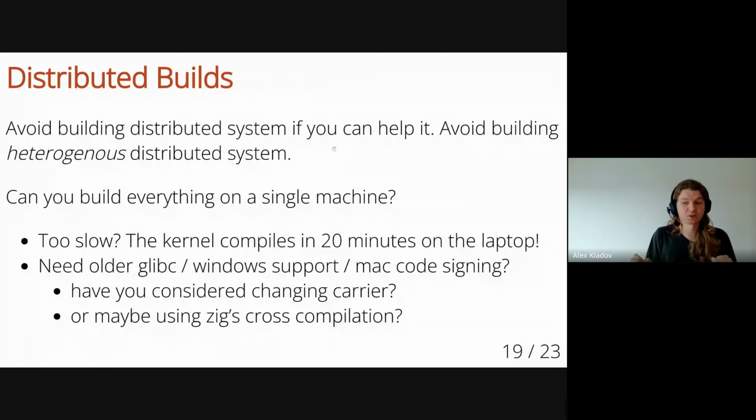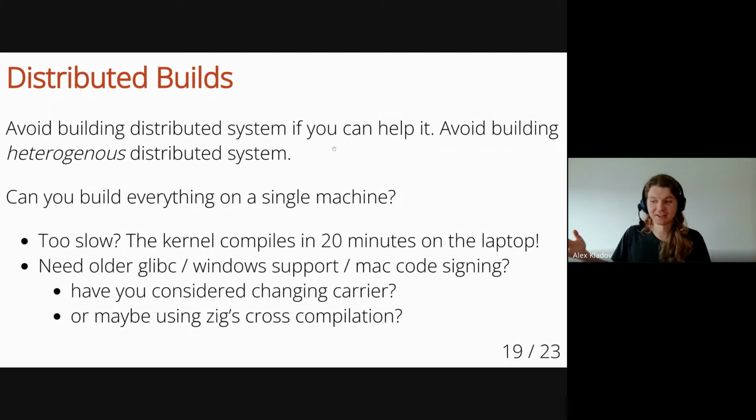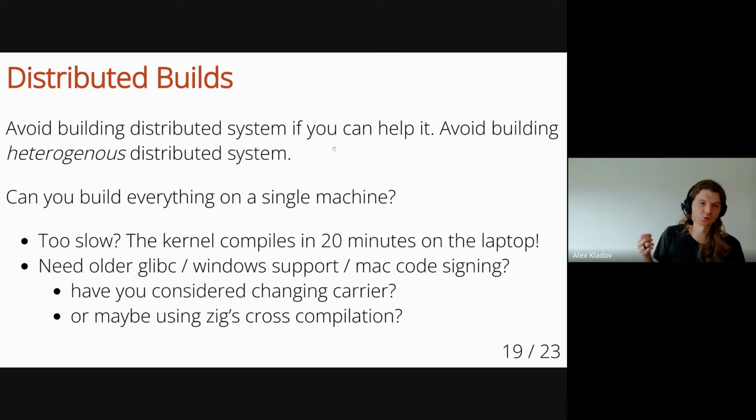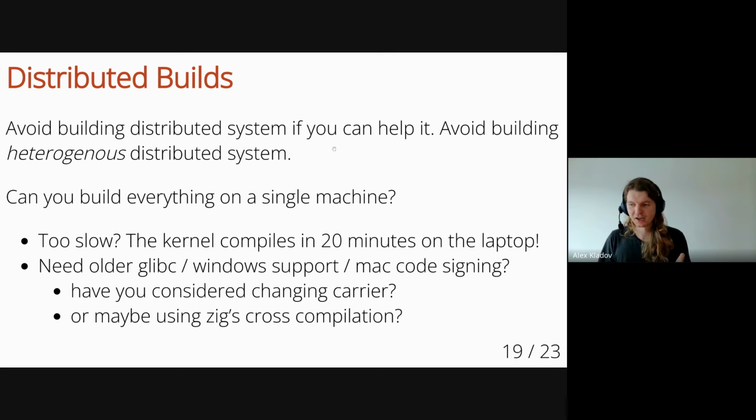The truth is, modern machines are crazily fast. You can compile the Linux kernel on a laptop in 20 minutes, and the kernel is gigantic. So unless your project is on the scale of the Linux kernel or bigger, you don't actually need distributed builds. You can build everything on a single laptop. The second reason why you might want to reach for distributed builds is that you need cross-platform support. You need your stuff to work on Windows or Linux or Mac, and that requires you to spin up Linux, Mac, and Windows virtual machines and do builds there. And maybe our answer to that is cross-compiling, but cross-compiling doesn't actually work.